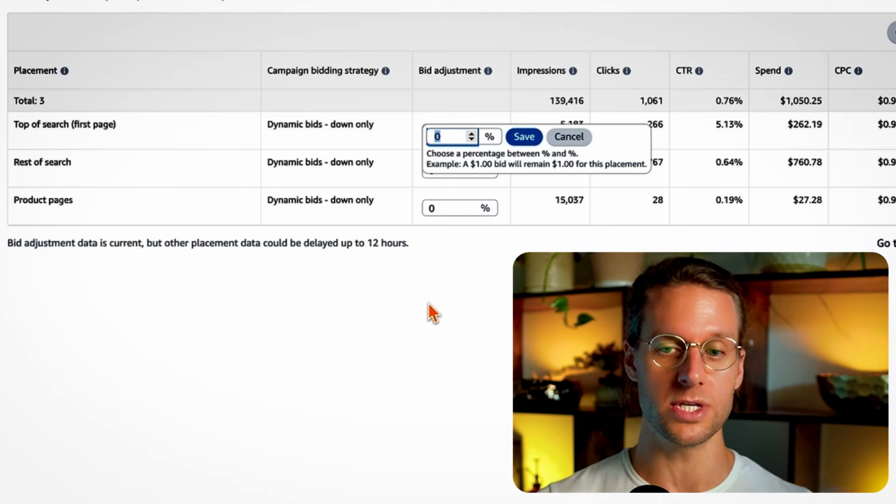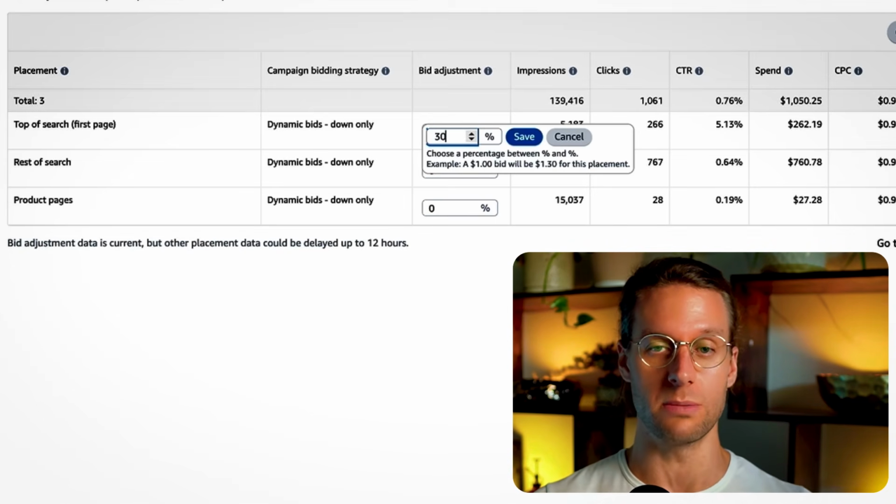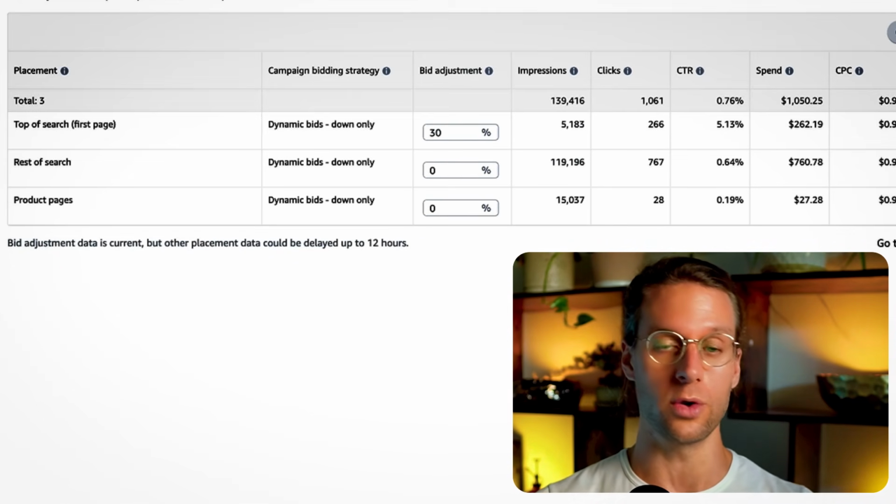Now, just as a little caveat, remember, these are product targeting campaigns. So why would you have top of search and rest of search? Well, Amazon is showing us for search and product pages, no matter whether we're targeting products or keywords. Remember that. So we still want to adjust the bid adjuster based on whatever placement is doing best for the campaign, regardless of whether it's a keyword targeted campaign or a product targeting campaign. So in this case, we're adjusting it by 30%.